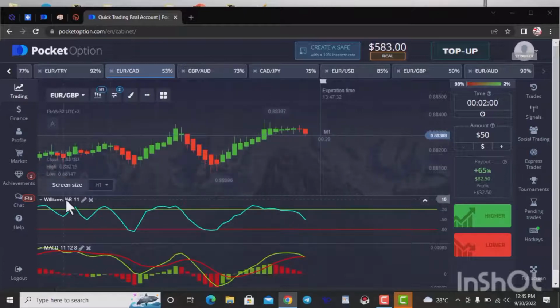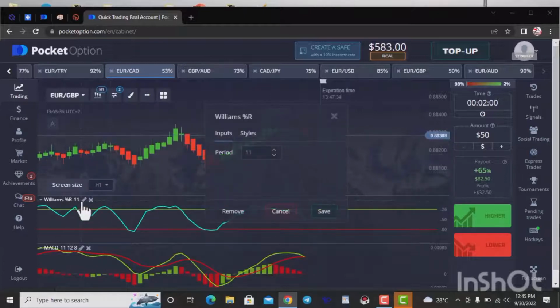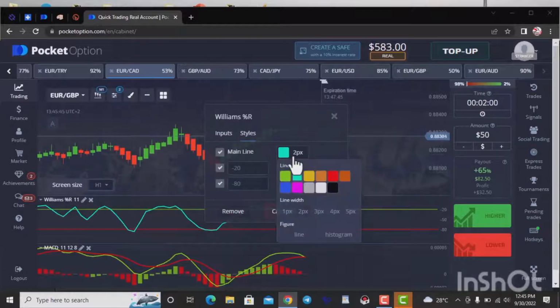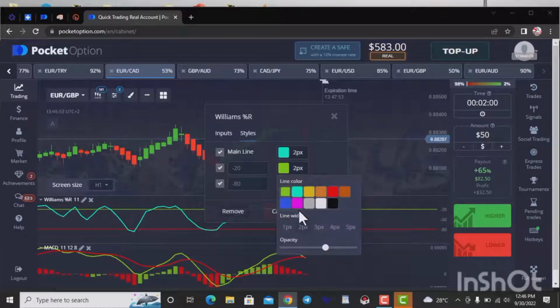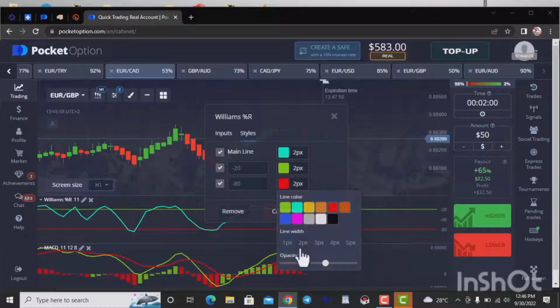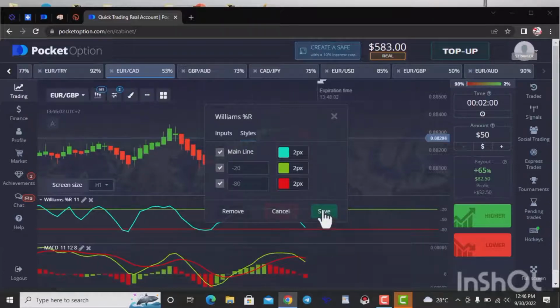After you select it, you come down and click here, then you make sure the period is on 11. Once you input 11, in the styles make sure you turn everything into 2 pixel. You go to the next one, make sure you put it on 2 pixel, and the last one 2 pixel as well. Once you are done, click save.